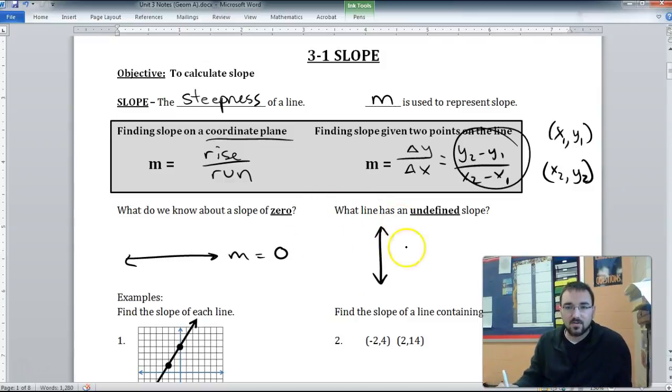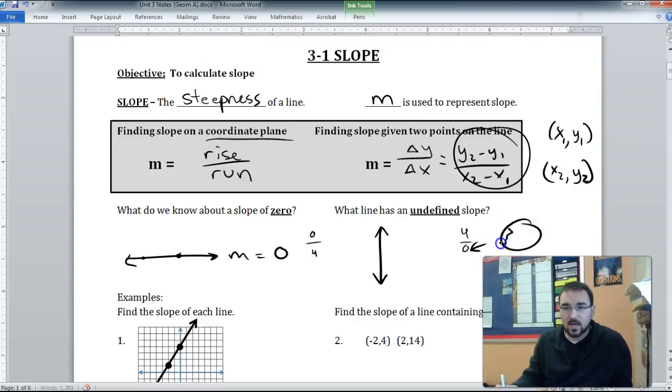It doesn't have a definitive slope because if we look at this slope and we start at this point and this point, it has run, but it doesn't have any rise. So we can have 0 divided by, say, 4, but we can't have 4 divided by 0. We can't divide by this 0. This is not going to work.